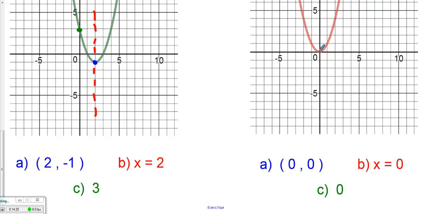For this last one, we can see it stems from the origin. So our vertex is 0, 0, which means the mirror line, our axis of symmetry, is the line x equals 0. And if our vertex goes through the y-axis, then our vertex is on the y-intercept. So our y-intercept in this case is 0.